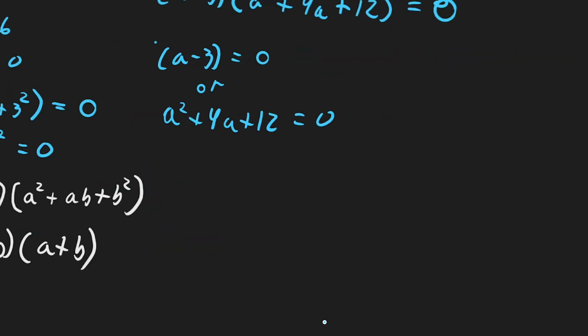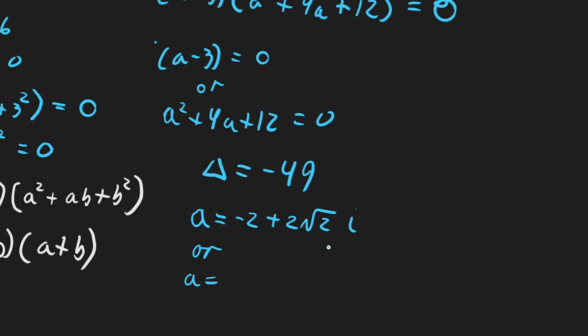Now this is a quadratic equation, and we can calculate the discriminant or delta. If we do that, we'll get minus 49. If we use this to calculate the solutions, obviously we'll get complex solutions, and we will get a equals minus 2 plus 2 root 2 i, or we will get a equals minus 2 minus 2 root 2 i. And that's it.